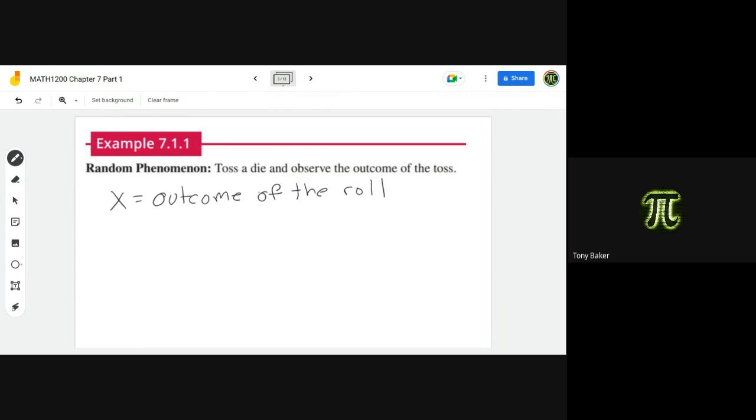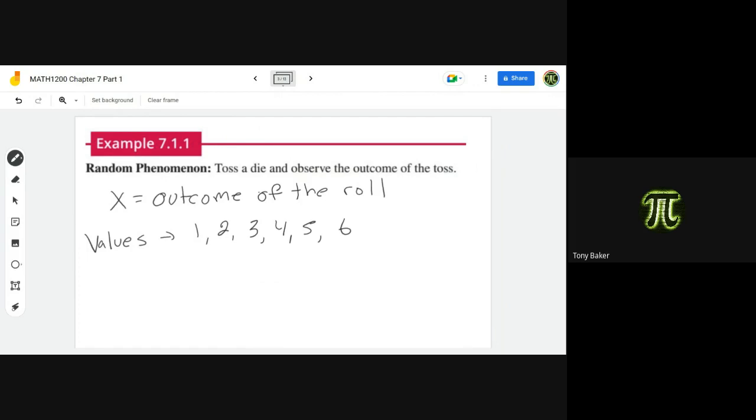What are the values that I can have for it? In this case, it's 1, 2, 3, 4, 5, and 6. Or you can say the integers between 1 and 6. Everybody know what an integer is? Okay, good. Integers can technically be negative, whereas whole numbers have to be positive. That's really the only difference between the two.